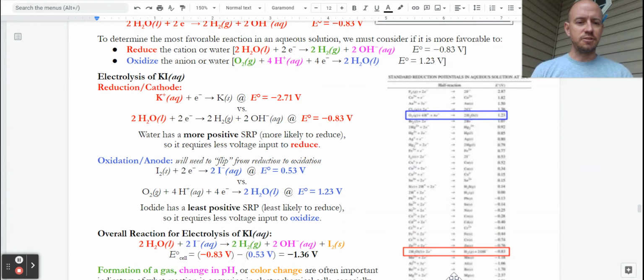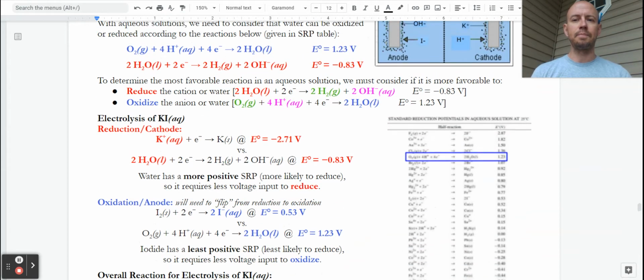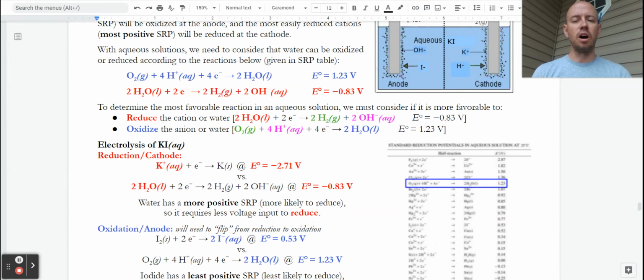Right here, I have a reduction reaction that creates water, and then I have a reduction reaction that uses water. So I can reduce water, gain 2 electrons, which causes me to make hydrogen gas and produces the hydroxide ion, but that requires 0.83 volts. Taking oxygen gas and hydrogen ion and gaining 4 electrons to make water produces 1.23 volts.